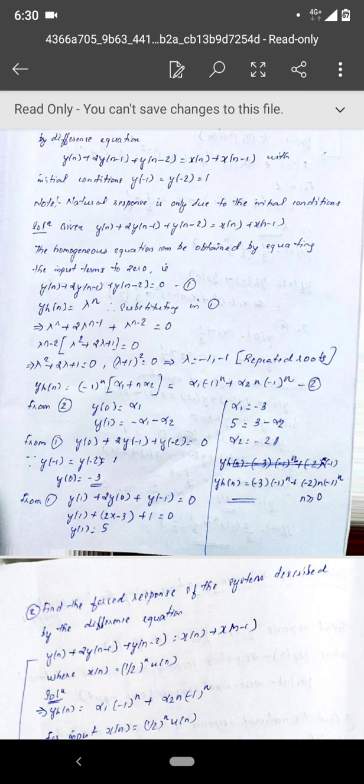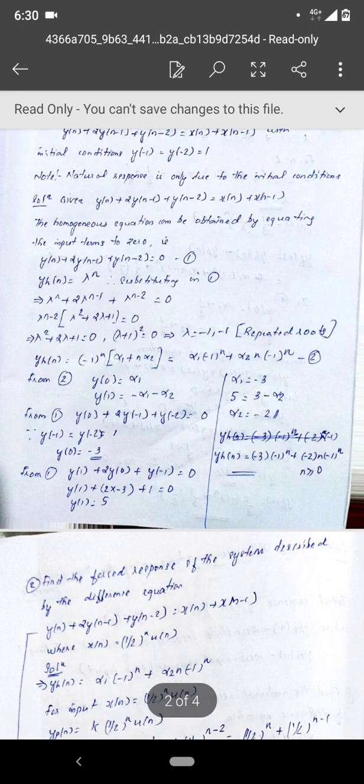So initial conditions are the second input. First you apply the initial conditions alone, then you find the response. That is called the natural response, or zero input response, that is y ZI of n. What is ZI? Zero input.